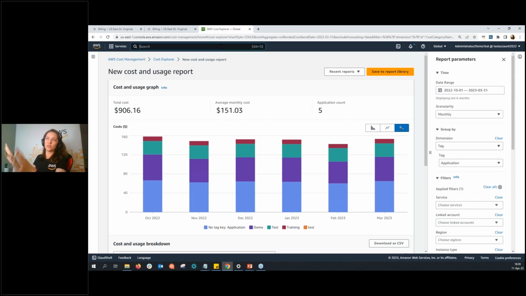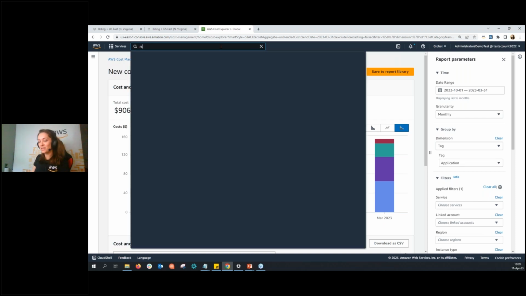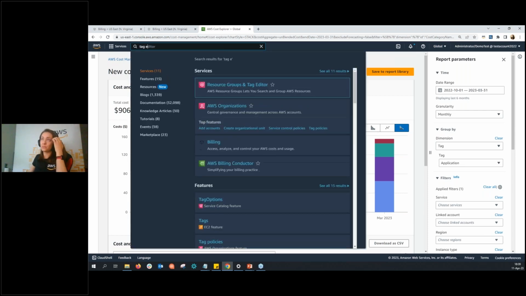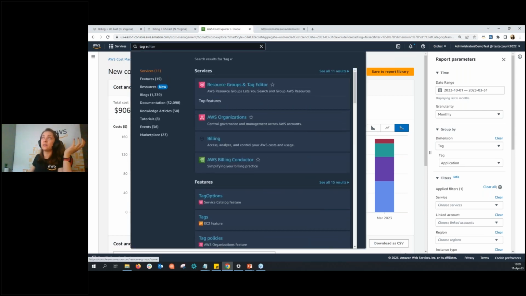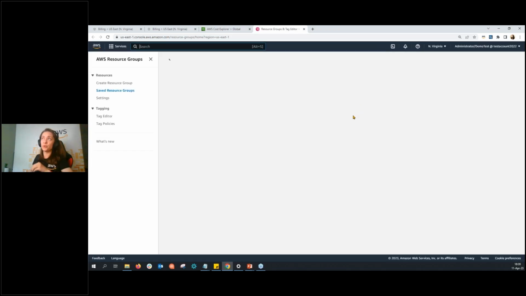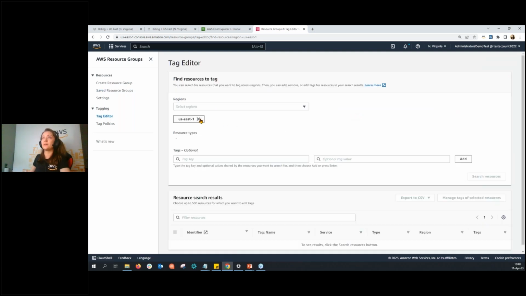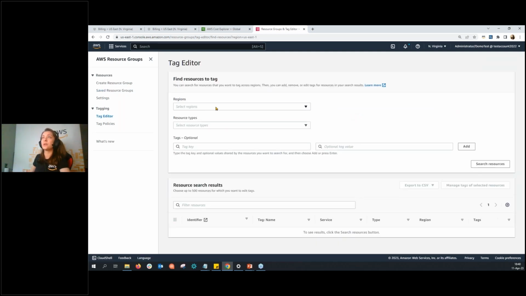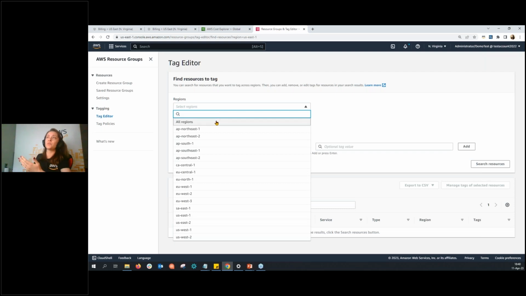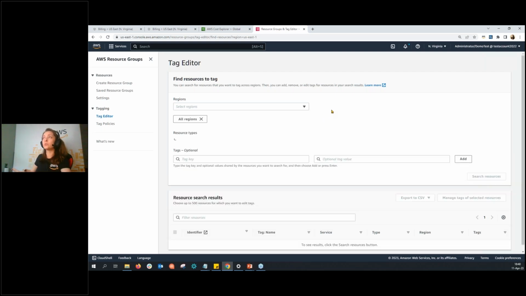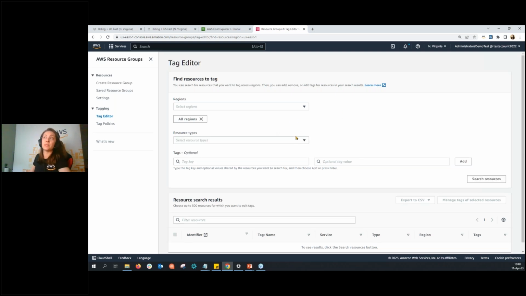Again, we are assuming that now I'm in the account of the cloud engineering team. So we go to the tag editor, and this is where you can find the resources within your account that are not tagged in a certain way. I'll just very briefly show it here. If you go to tag editor, let's say I want to find all resources in all regions that don't have the tag key application.